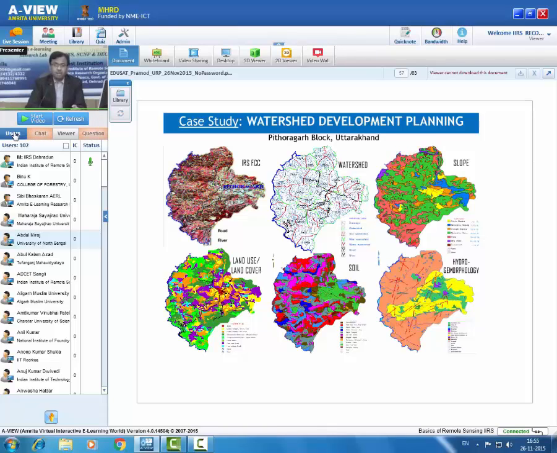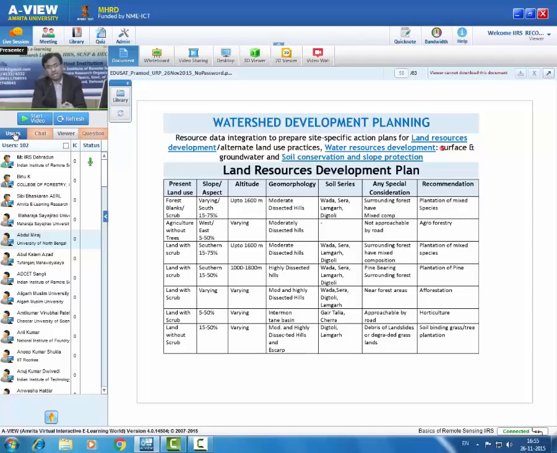The slope map for various slope categories has been defined, the land use map has been generated, and then the soil map and the hydrogeomorphological maps have also been generated. Once this information has been generated, now we get into two things. First is the land resources development plan and the water resources development plan.